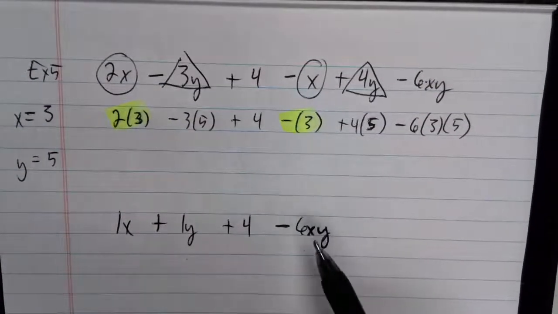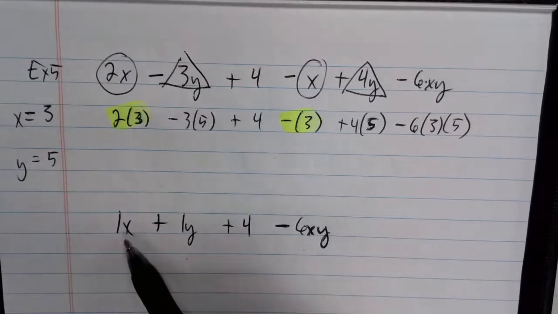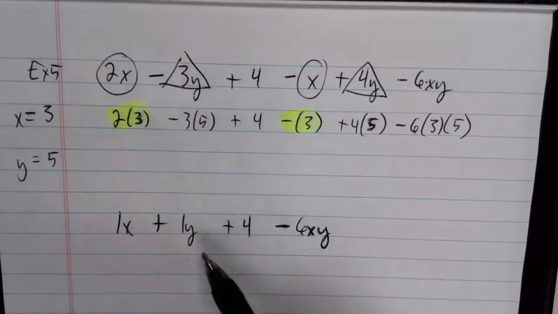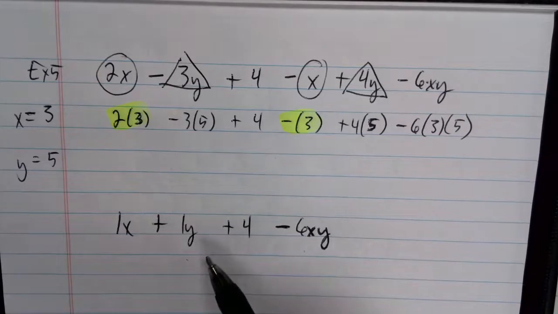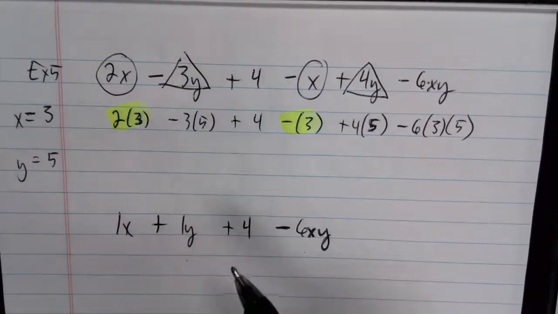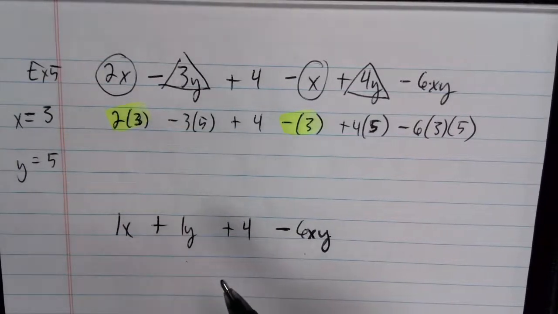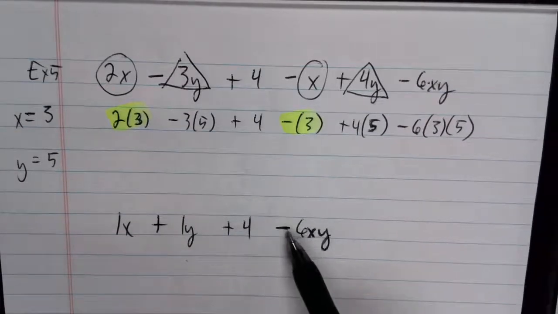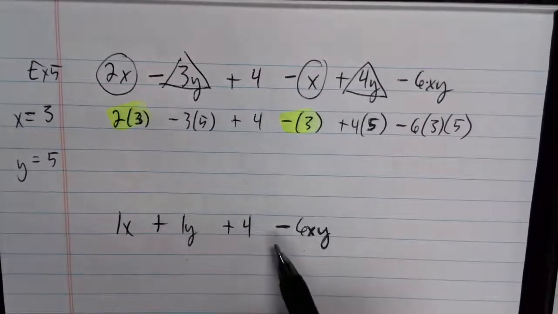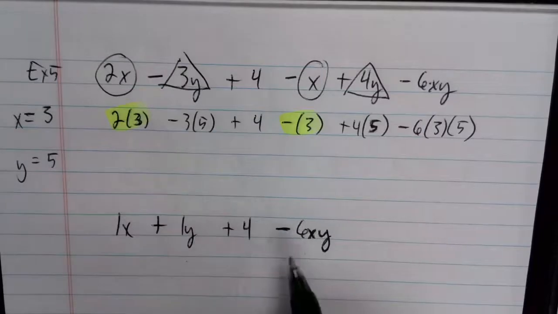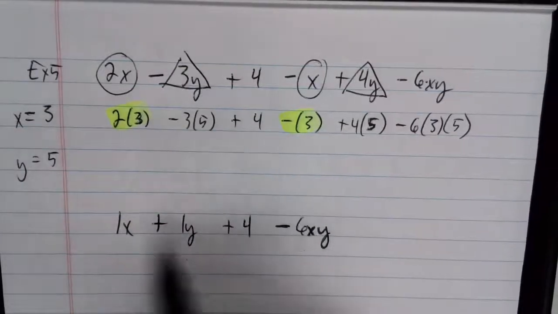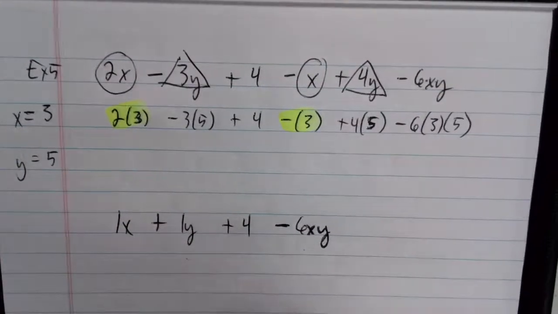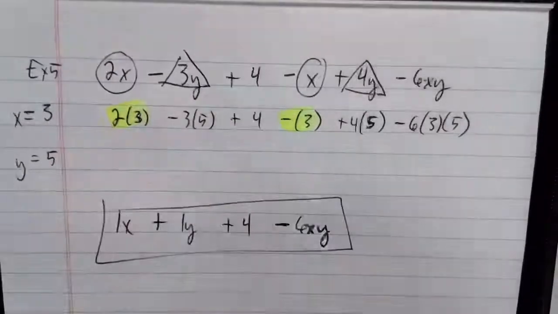XY is not a like term to X, and it's not a like term to Y for multiple reasons, but the simplest one I'm giving you is order of operations. You got to multiply first. You can't subtract before you multiply. So because of that reason, we can declare that 6xy is not a like term to x or y. And this would be the answer.